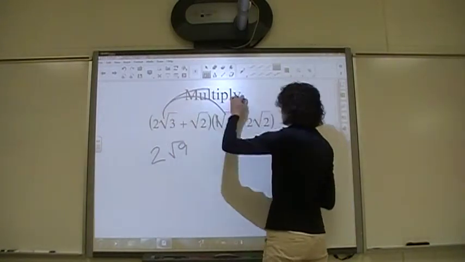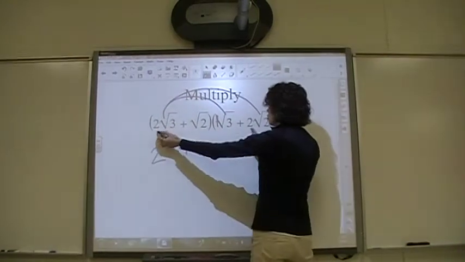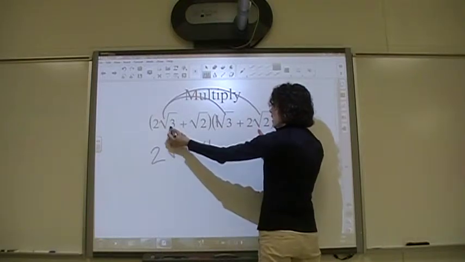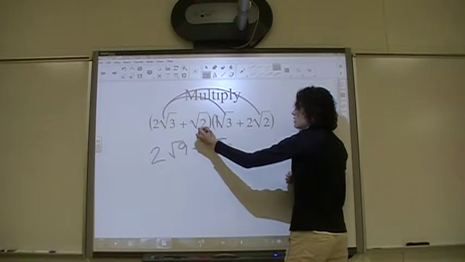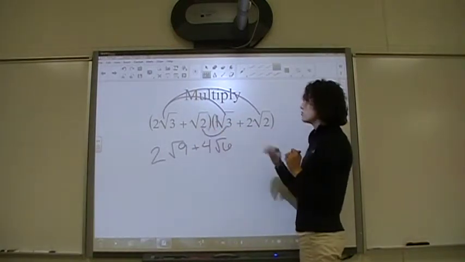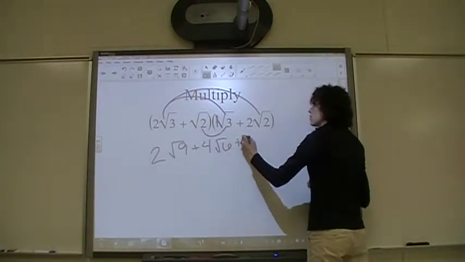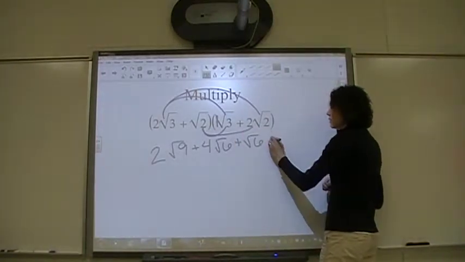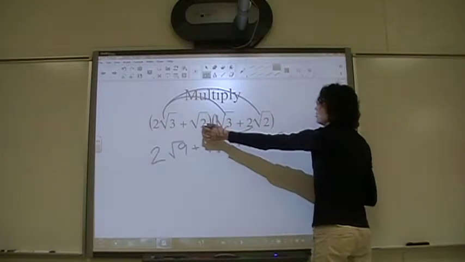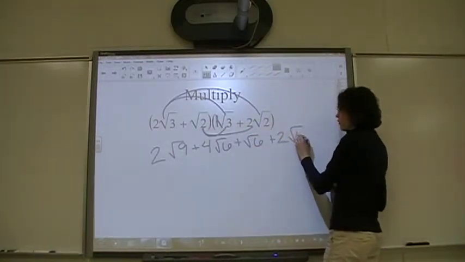Then we have 2 radical 3 times 2 radical 2. 2 times 2 gives me 4. Radical 3 times radical 2 gives me radical 6. Then radical 2 times radical 3 gives me plus radical 6. Radical 2 times 2 radical 2 will give me plus 2. Then 2 times 2 gives me radical 4.